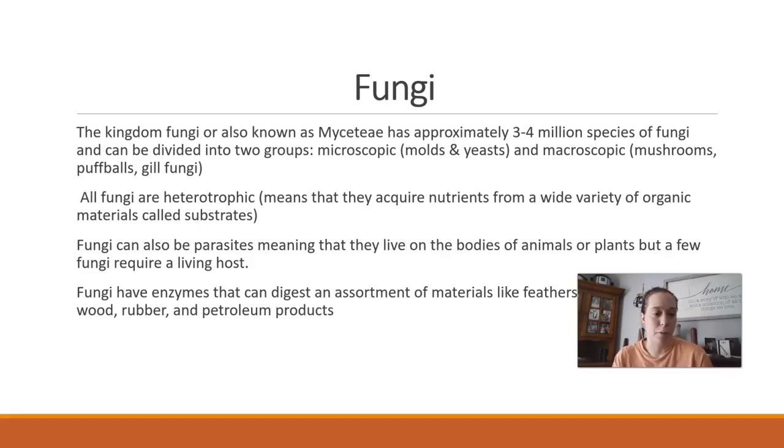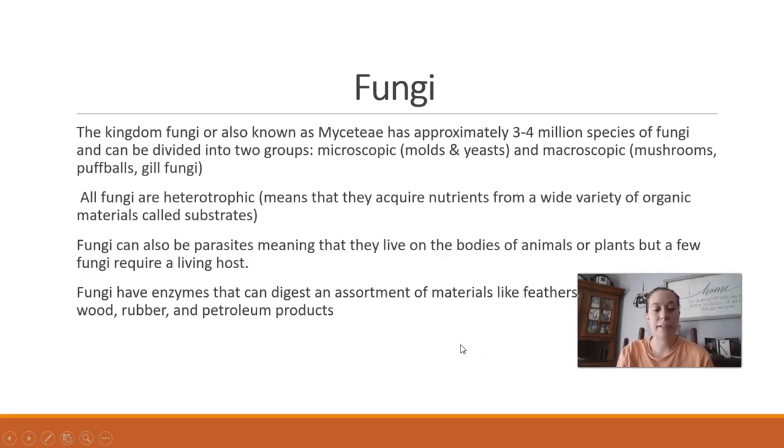We also know that fungi has approximately 3 to 4 million species, and can be subdivided into two groups, microscopic and macroscopic. All fungi are heterotrophic. They acquire nutrients from a wide variety of organic materials or substrates. This includes yeasts, molds, algae, things of that nature. They can also be parasites, meaning that they live on the bodies of animals or plants. But some of them could require a host, a living host.